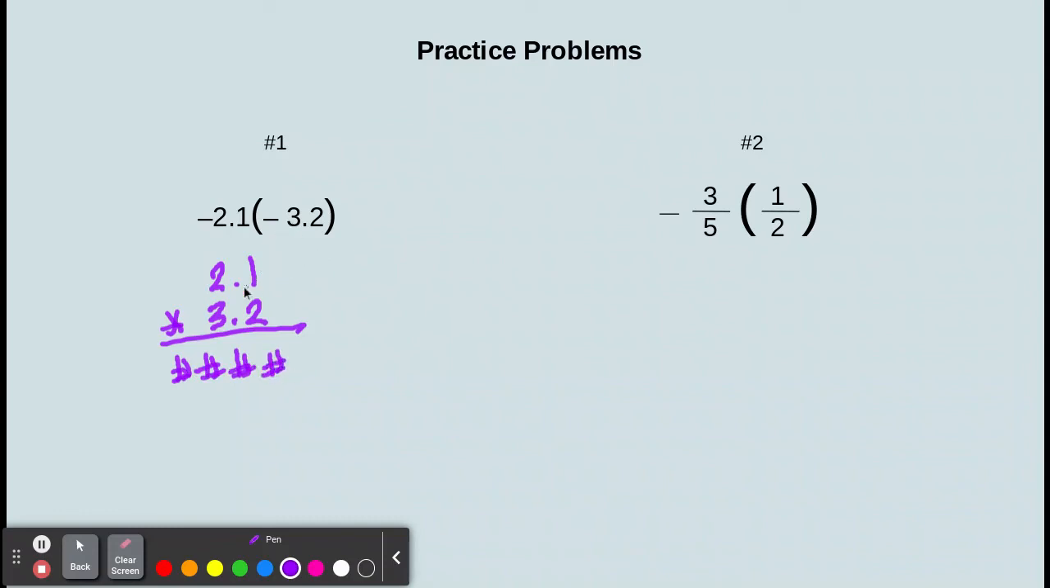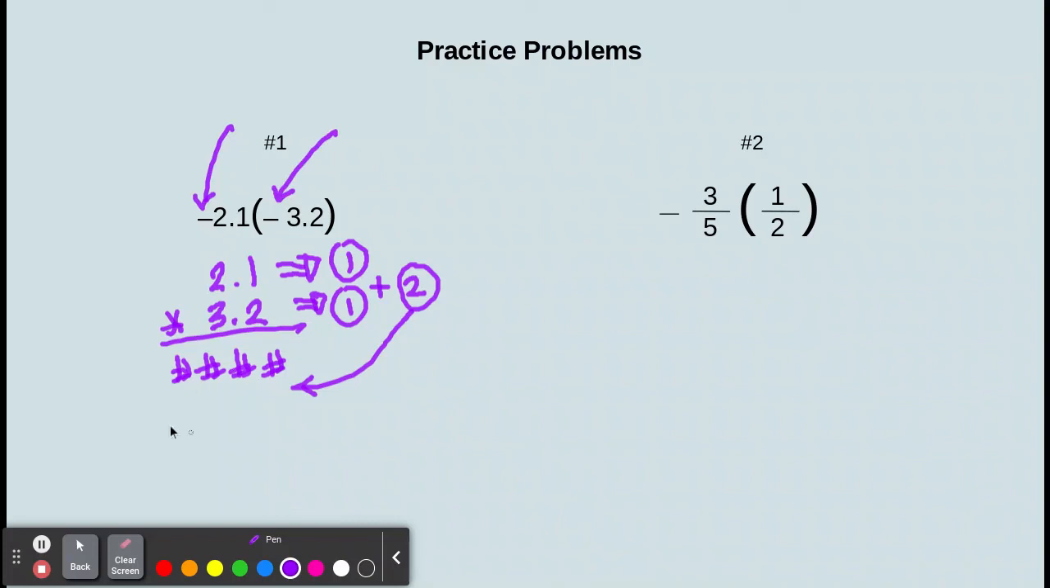Okay, then once you get your answer down here, you get some number, right? You're going to want to make sure you count how many decimal places here. 1. How many here? 1. Add those together, you get 2. So now you know your answer must also have 2 decimal places. The other thing to remember is that you have the same sign, so your answer is going to be positive.